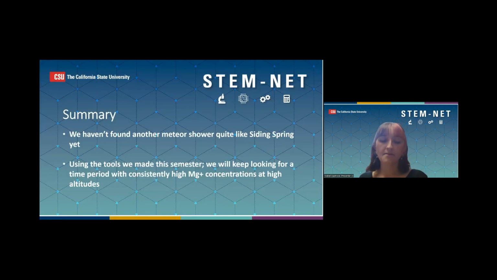In summary, we haven't found another meteor shower like Shining Spring quite yet, but we can use the tools we made this semester to keep looking through multiple time periods and find some consistently high magnesium concentrations at consistently high altitudes. So in the future, we can see what happens.